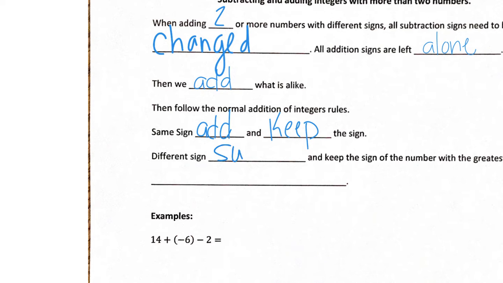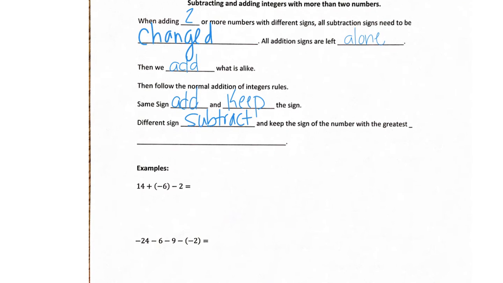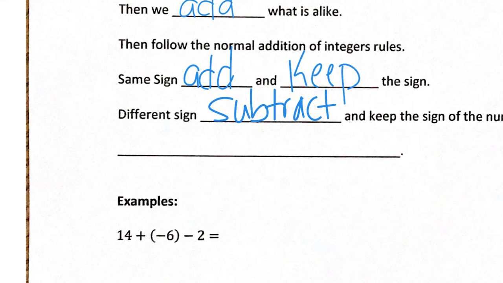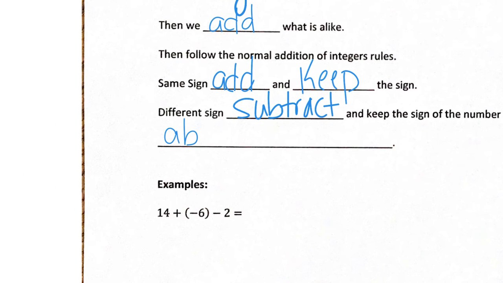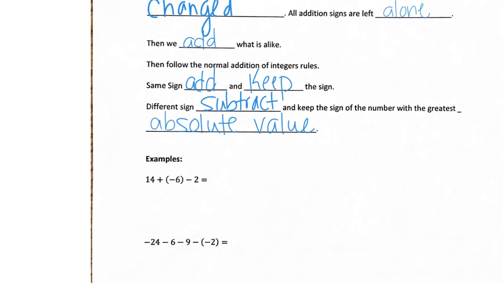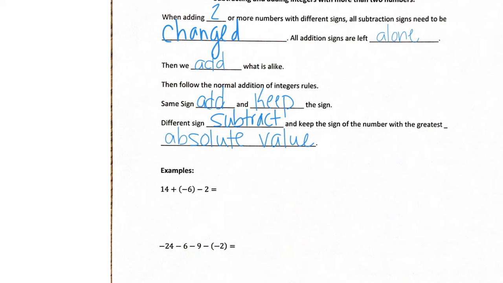Different sign, once again, subtract. I know you guys have heard this a lot. I'm just going to keep repeating it until it gets stuck in your head. Different signs, subtract, and keep the sign of the number with the greatest absolute value. Let's get that word back in there. So there's your fill in the blanks. Same sign, add and keep the sign. Different sign, subtract, and keep the sign of the number with the greatest absolute value. That number furthest from 0 has the greatest absolute value.